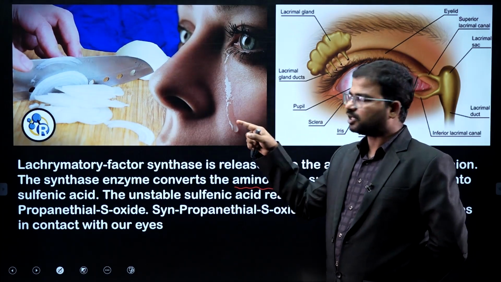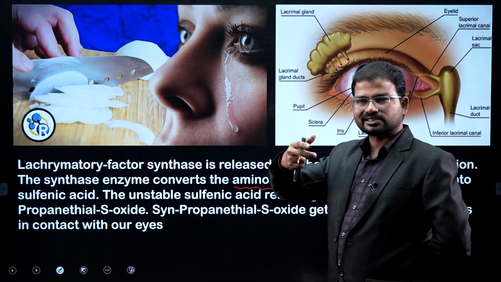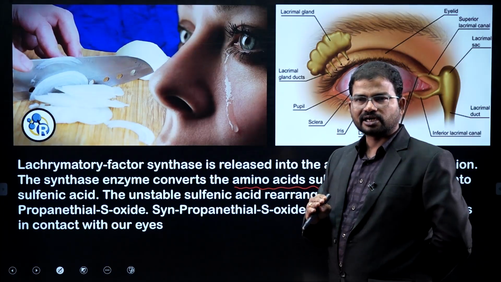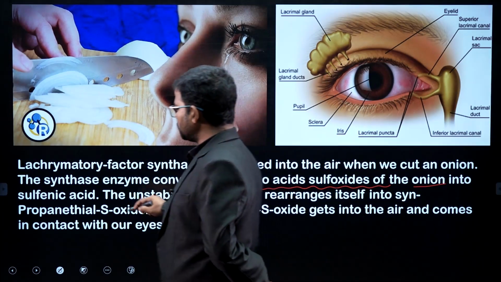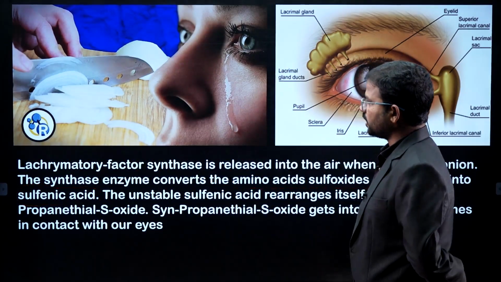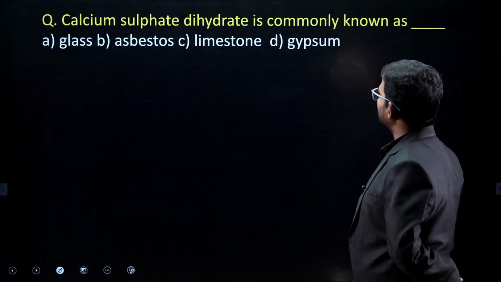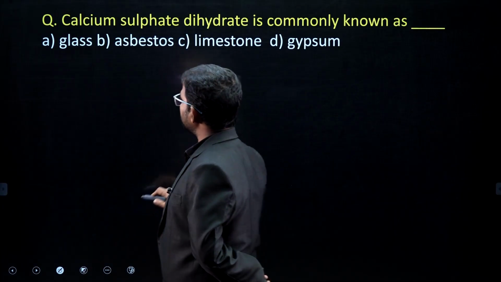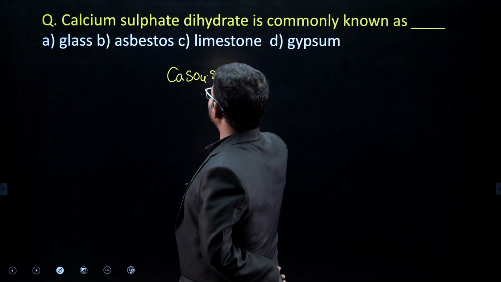For that we use some tears. We have to secrete some tears, and only then can the concentration of the sulfonic acid be reduced. This is also one of the interesting points. You should remember this concept. So, sulfonic acid. Next, calcium sulfate dihydrate, CaSO4 2H2O, is commonly known as?